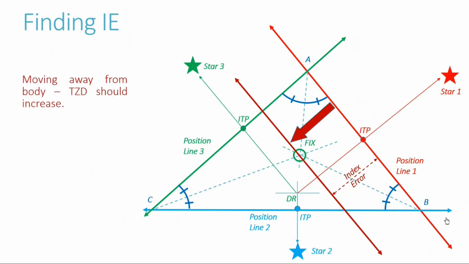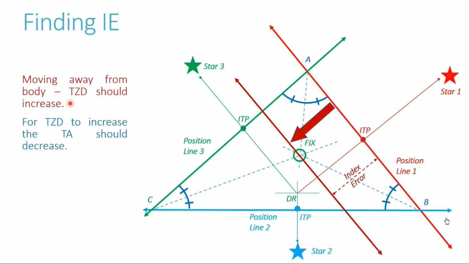Now, moving away from the body, what does that mean? If you are moving away from the body, that means the true zenith distance of the body should increase. Zenith distance is basically the distance or the arc between the zenith of the observer, which is represented by the position, and the celestial body. So if you are moving away from the star, that means the zenith distance of the body should also increase.